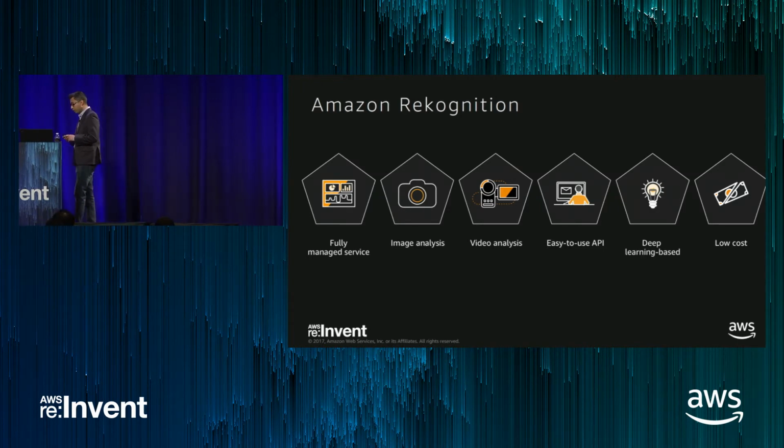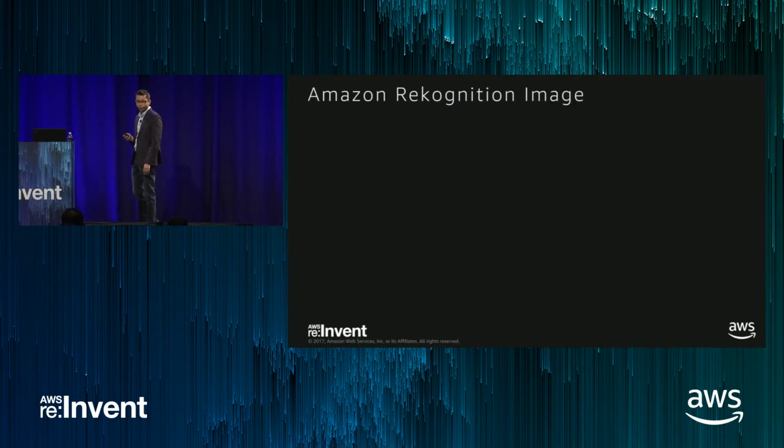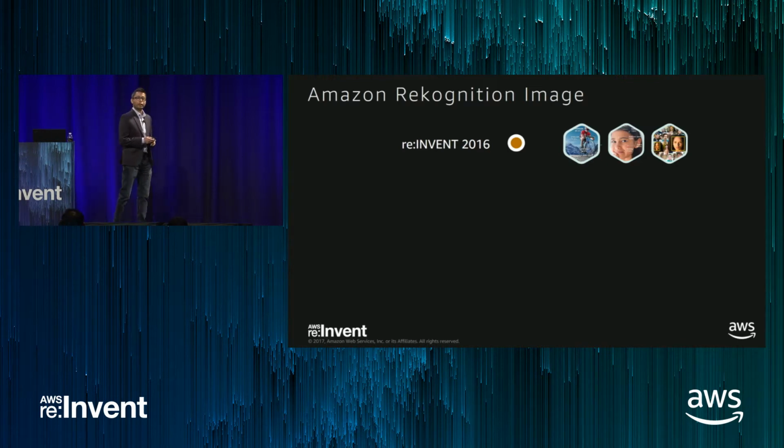So over the last year, we have received a lot of feedback from customers, and we are constantly looking to add new features based on this. So let's take a look at how Amazon Rekognition Image has evolved over the last year. Last year, around this time, which was re:Invent 2016, we launched Amazon Rekognition Image with these 3 capabilities, which was object and scene detection, facial detection and analysis, and facial recognition.